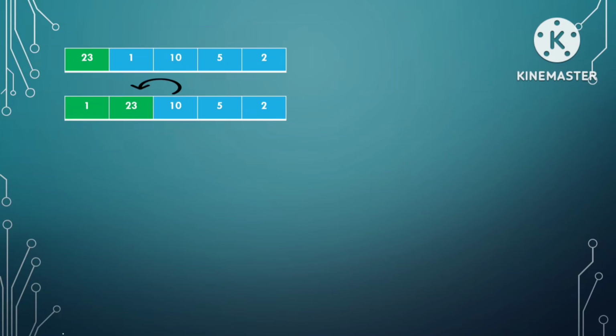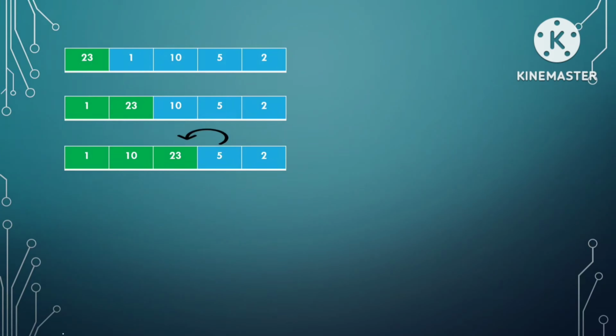Take the next unsorted element, that is 10. Compare it with the sorted elements. 10 is less than 23, so we swap their positions. But 1 is less than 10, so we need not swap their positions. Now the sorted part becomes 1, 10, 23 and the unsorted part becomes 5, 2.